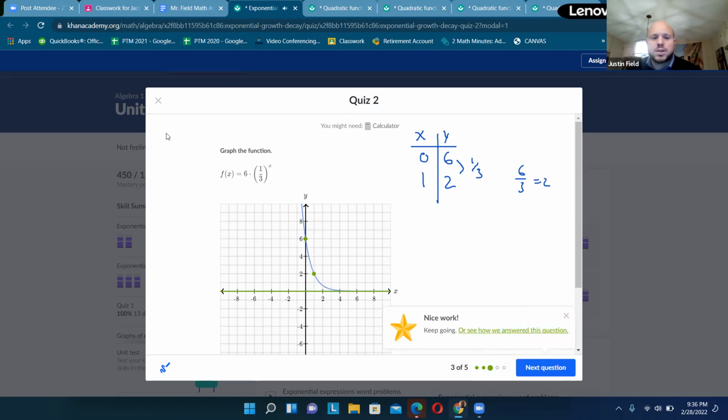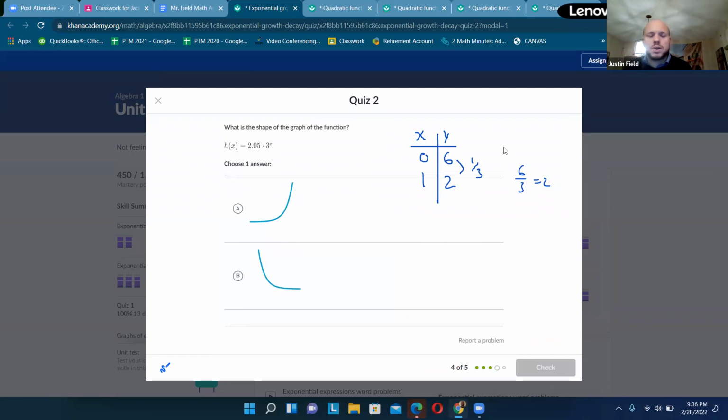All right. So just remember that this little guy is what is being multiplied. We're multiplying each y coordinate by it to get the subsequent y coordinate. And sometimes you got to do some cross multiplication. What is the shape of the graph of this function? Well, this has a growth factor of 3, so that would be growth. If the factor is between 0 and 1, it would be decay. That is not the case.